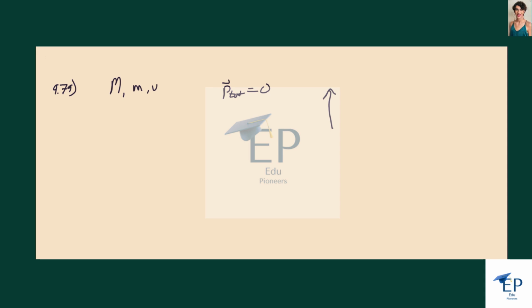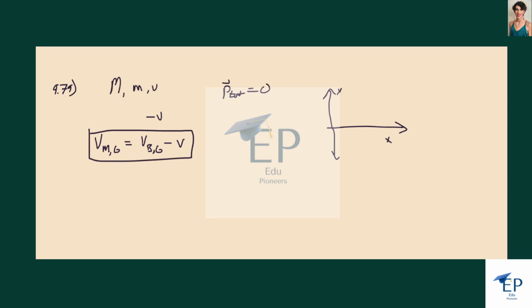So if we call upwards positive y and downwards negative y, such that this is our coordinate system, we know that the velocity of the man is negative v because he's moving at a speed v. So that means the velocity of the man with respect to the ground is now given as the velocity of the balloon with respect to the ground minus v. So we know this relation now, and we also know that the total momentum must be zero.